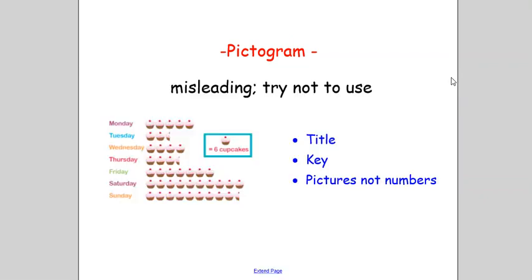Okay, pictogram. Pictograms are fun to look at, but they can be very misleading. The reason why a pictogram can be misleading is because the pictures don't only have a length, they also have a height. So something that is twice as long might also be twice as high, resulting in a graph that looks 4 times as big.